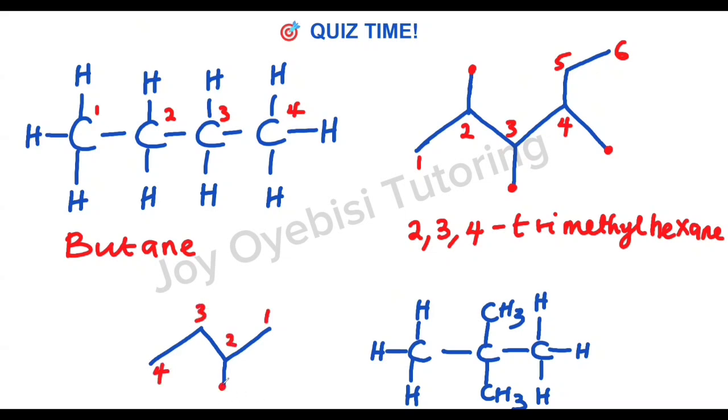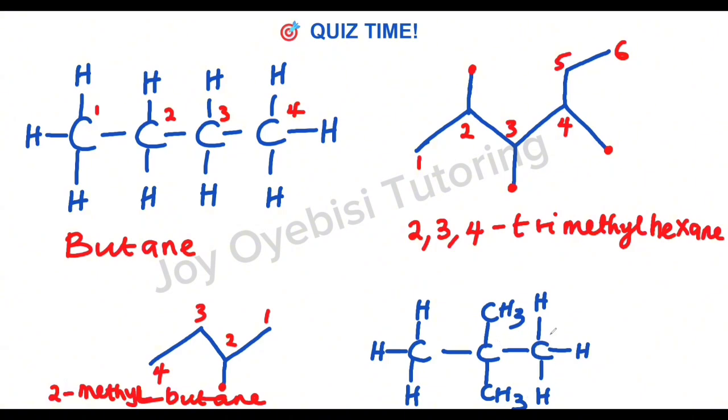For this one, we are going to have 1, 2, 3, 4, counting from the side that gives the substituent a lower number. That is a methyl group. So we're just going to go ahead and say 2-methyl, and this is butane. Okay, so 2-methylbutane.